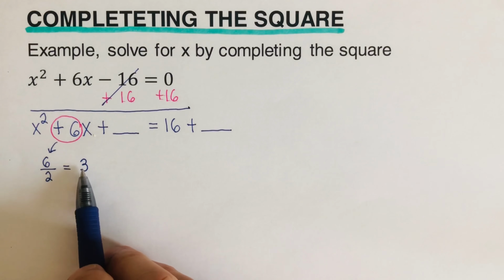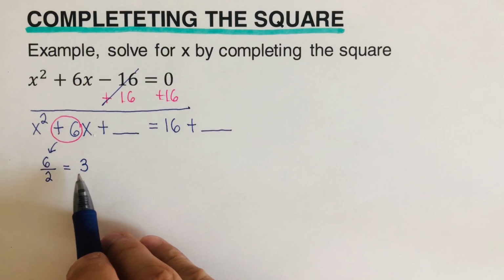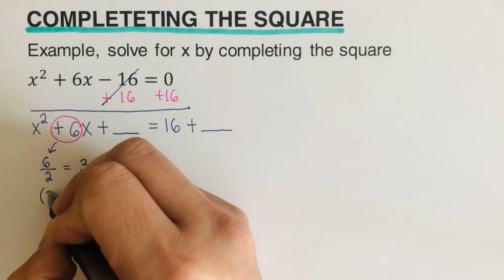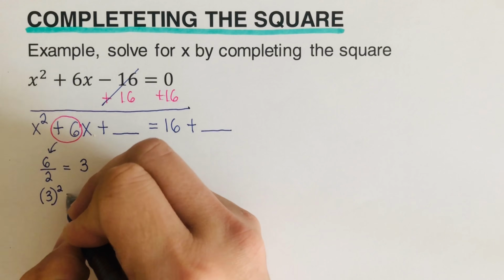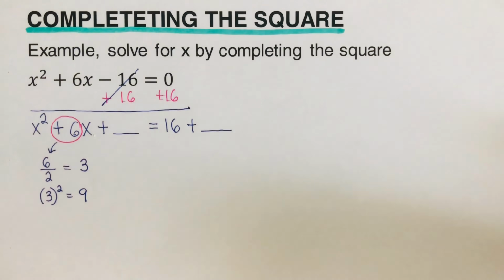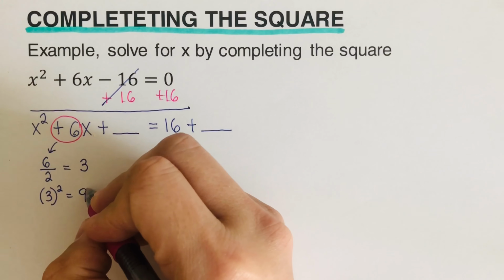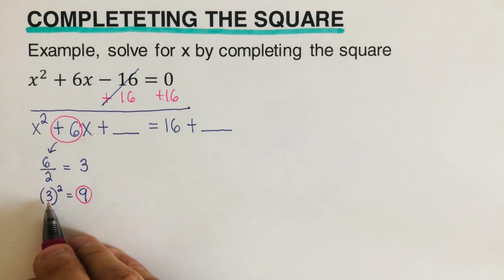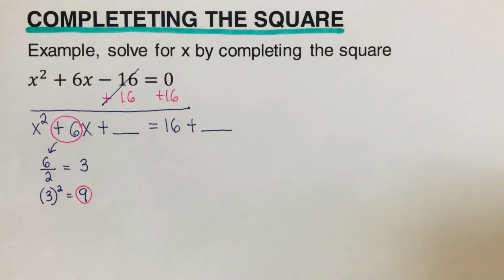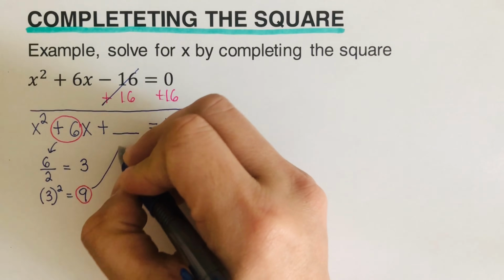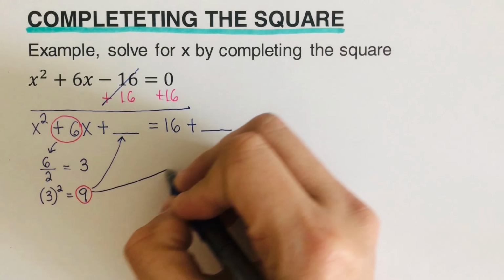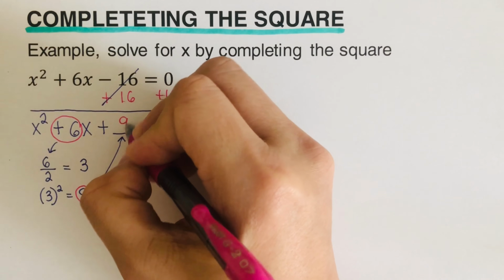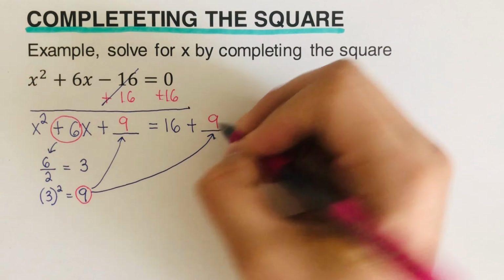Whatever answer I got, I am going to square it. So I am going to square the 3. 3 squared is 9. This number that I got after I divide it by 2, whatever the answer, I square it. This number right here is going to go to the blank. So that's a plus 9 and plus 9.